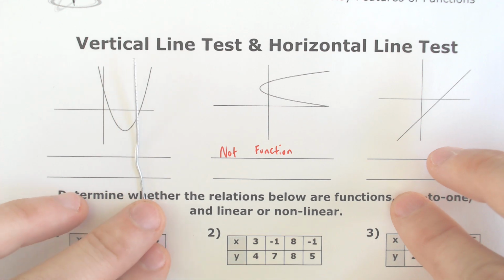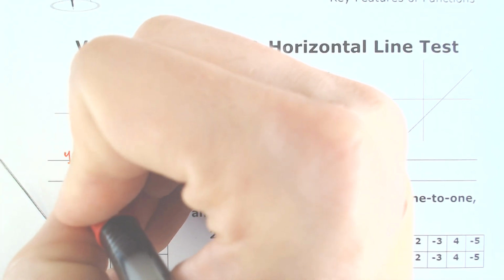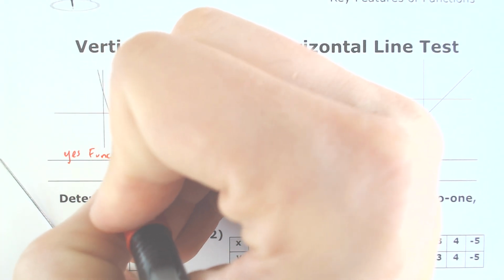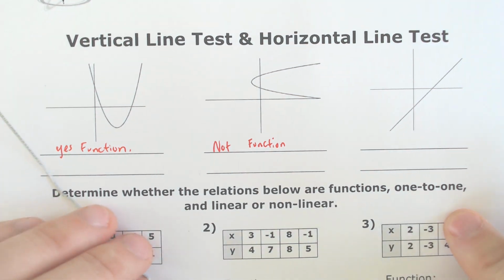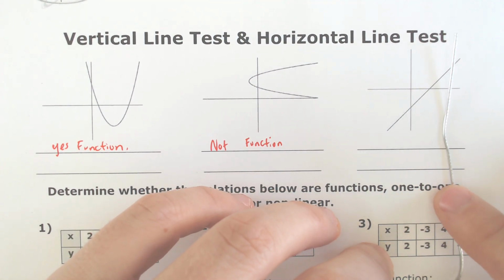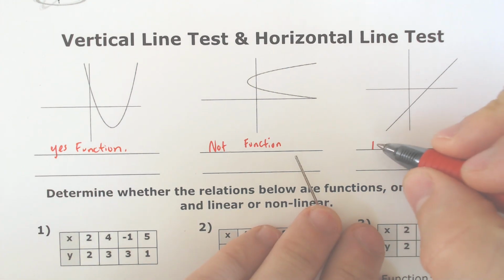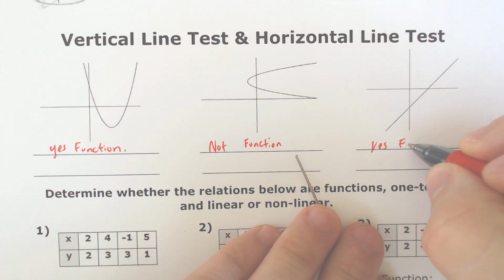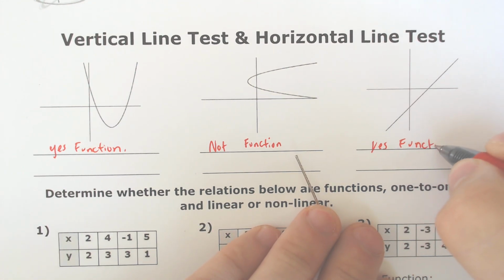Whereas over here, this would be a function, so we say yes function over here. All right? And on the third one, you can kind of tell this is a line. Lines are a function. It only ever passed it one time, so yes function here. Yes, it is a function.